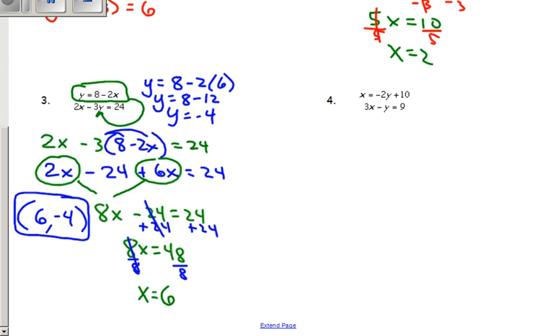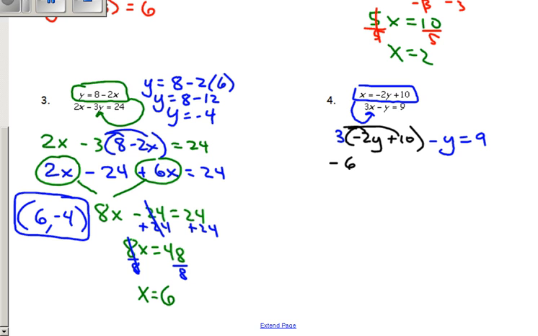Okay, and lastly here, one that looks a little bit different. Instead of giving us y equals, we can see they give us x equals. So I'm going to go ahead and plug that in for x. So I have 3 times negative 2y plus 10 minus y equals 9. I'm going to go ahead and distribute this 3. So I get negative 6y plus 30 minus y equals 9.